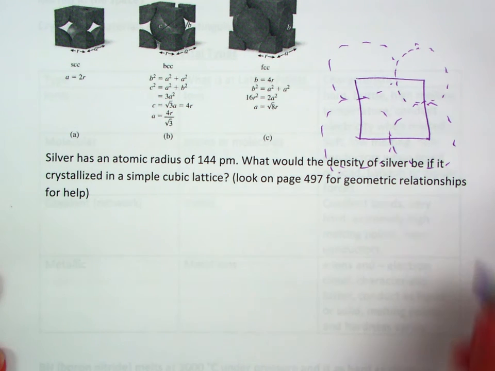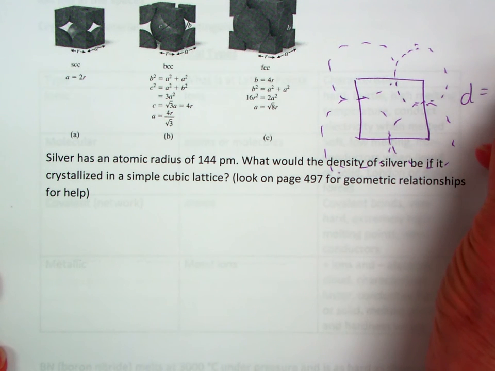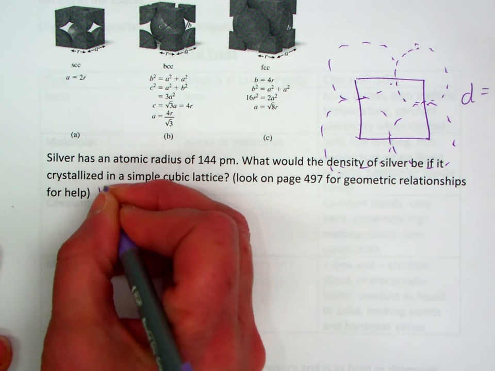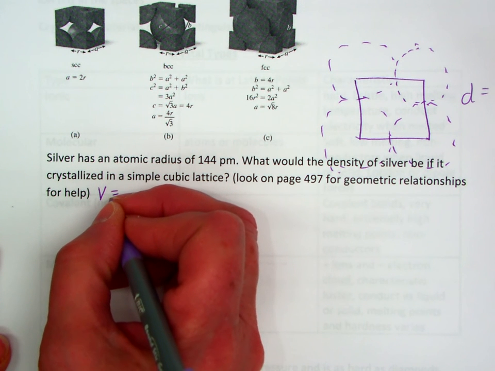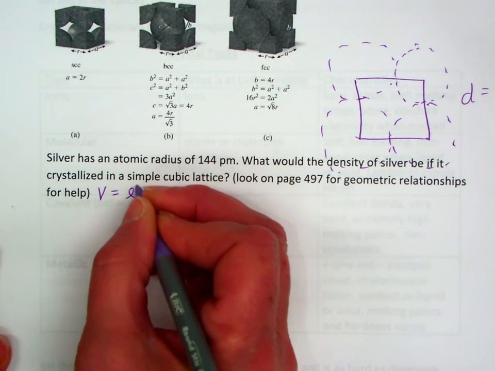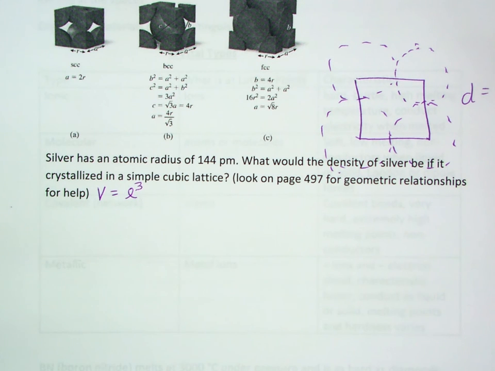What is density? Mass over volume. So if I know the mass of a cell, how much silver is in there, and I can figure out its mass, and I know the volume, I can find the density. So how do we find the volume of a cube? It's the side cubed, or length times width times height, right? So it's the side of the cube, which I'll just call the length, cubed. So what is the length of the side, numerically?